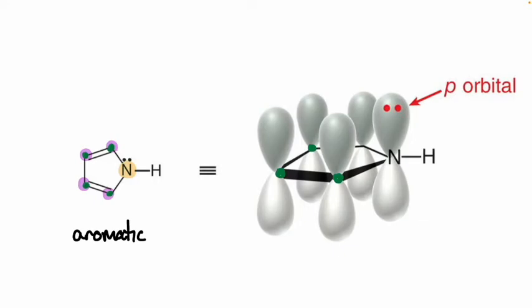All right, so we're going to go through now and look at some examples, and we're going to figure out whether they're aromatic, anti-aromatic, or non-aromatic. And we're going to mix in some with lone pairs like what we saw.